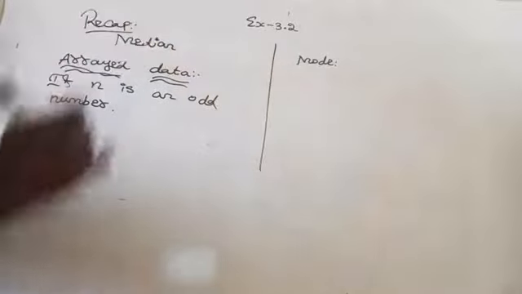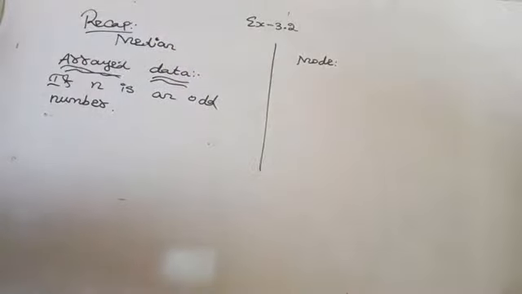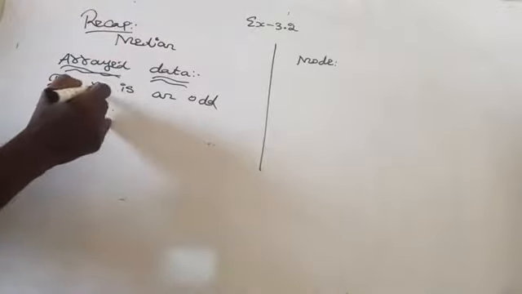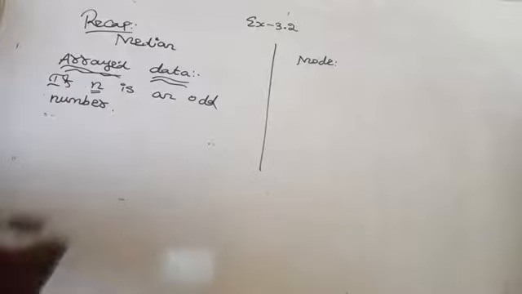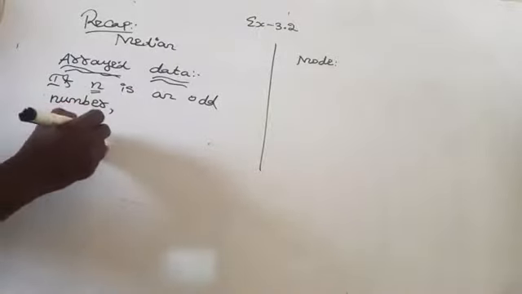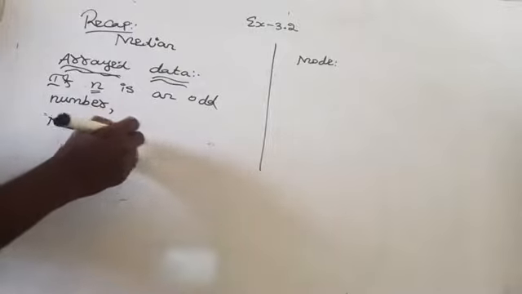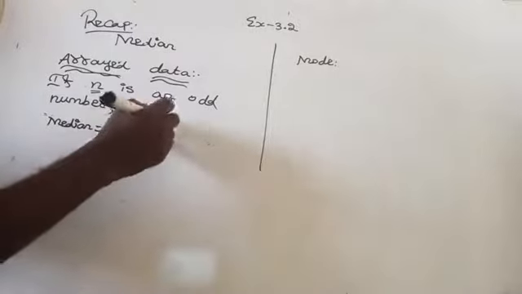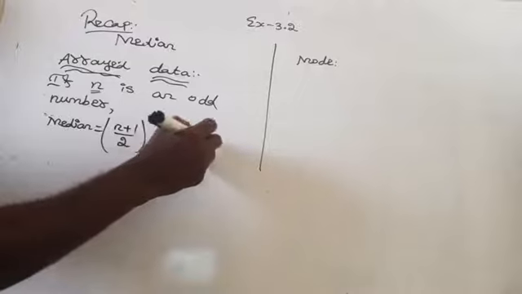What is meant by median? Middle most observation among the given data. So how will you find the median? First you have to arrange the given data in either ascending order or descending order. After that you have to count the number of observations. If n is an odd number, n meaning the number of given observations, then median is equal to the (n plus 1) by 2th term, the (n plus 1) by 2th observation.